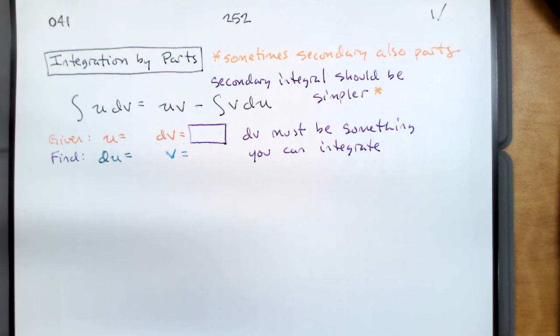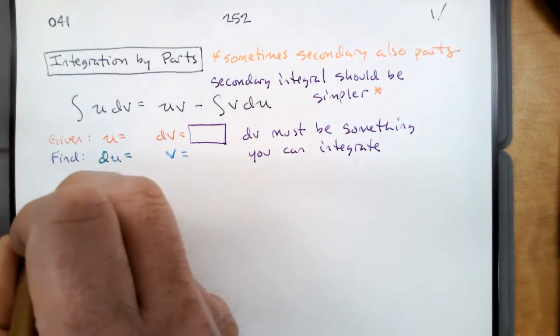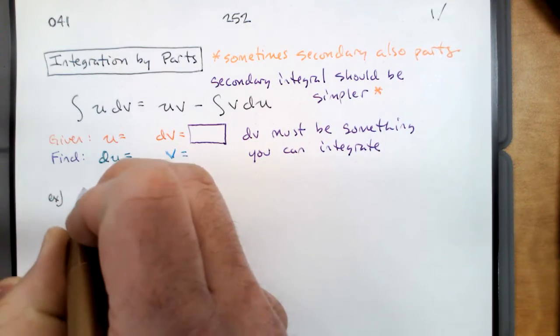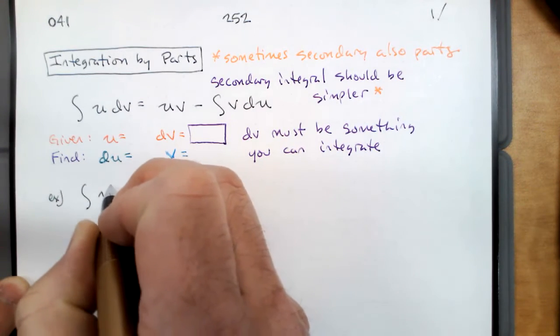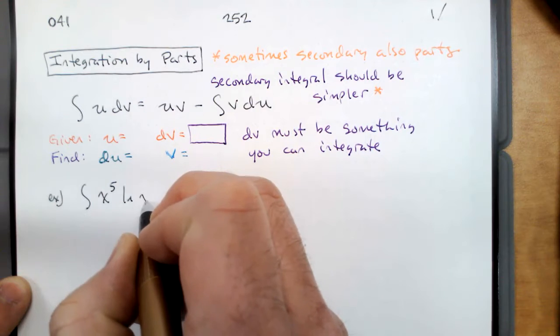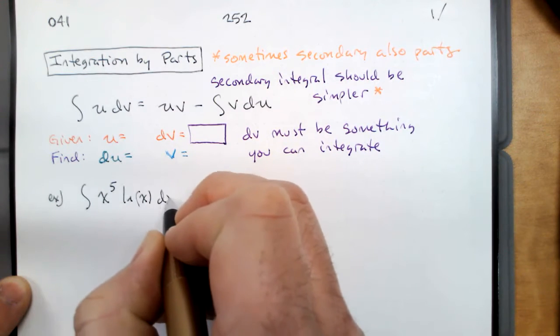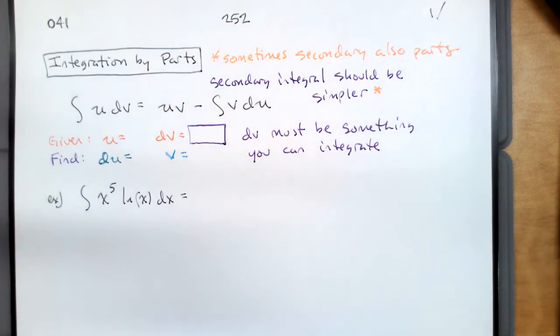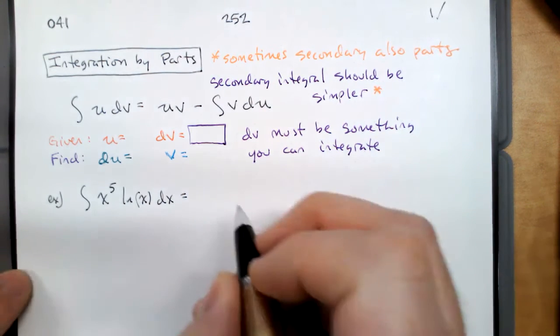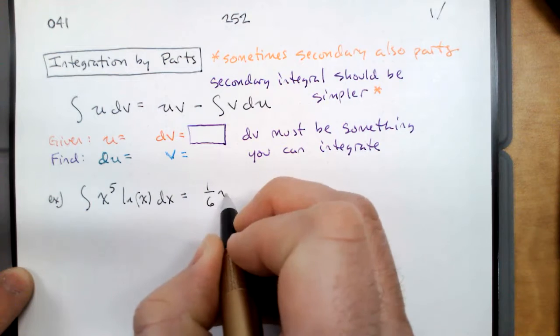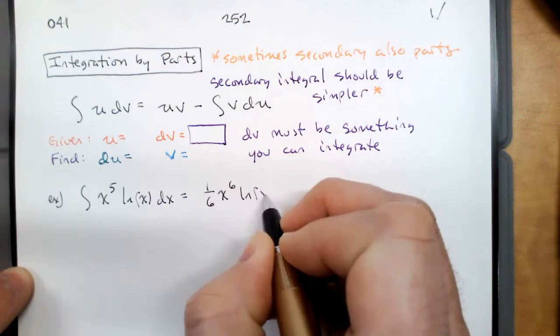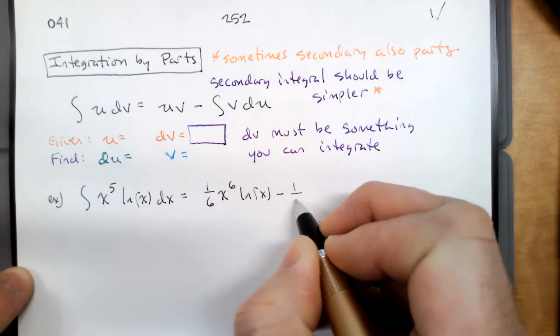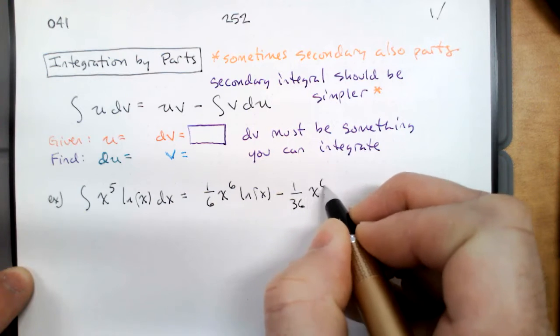Let's take a look at some things that we get from integration by parts. If you recall, one of the integrals that we did last time was the integral of, I think it was 5, x to the 5th natural log of x dx. And the integral here was 1/6 x to the 6th times the natural log of x minus 1/36 x to the 6th plus c.